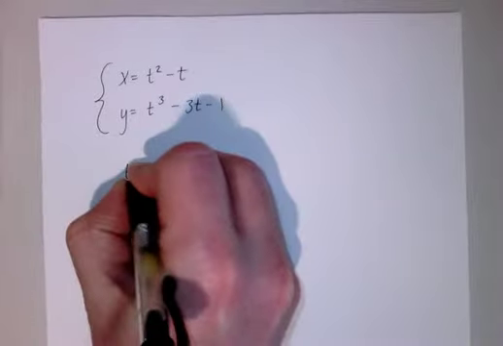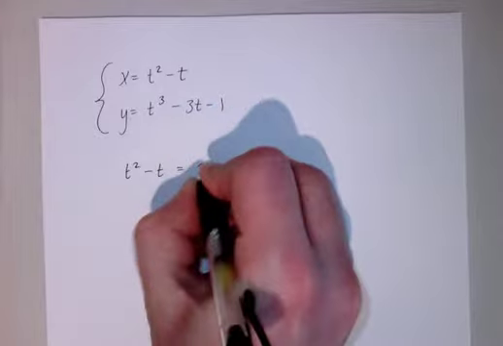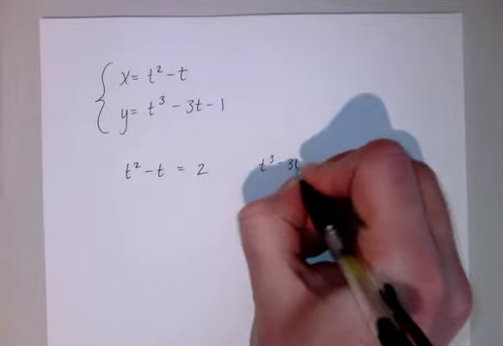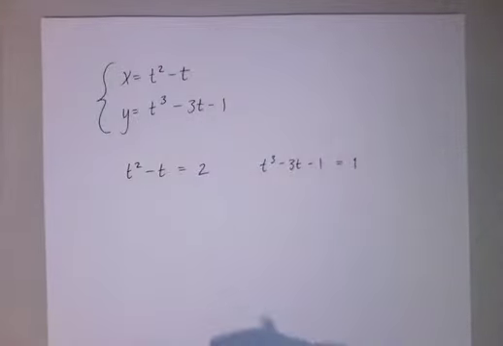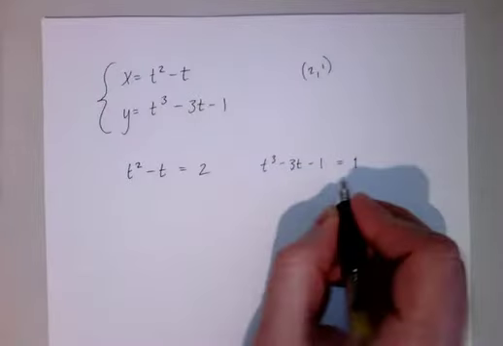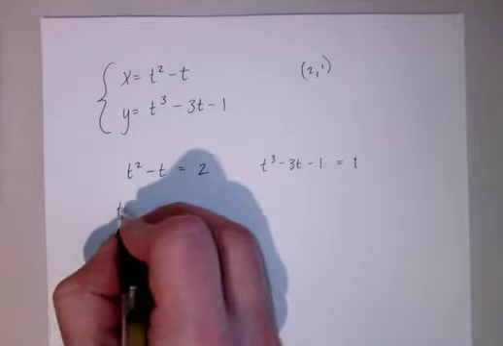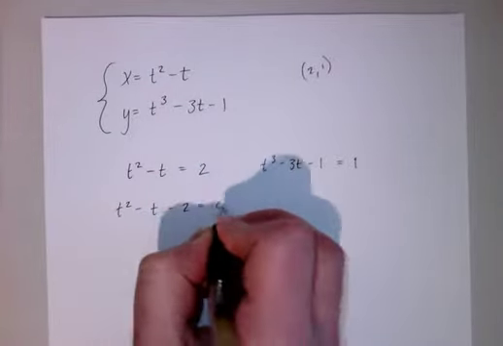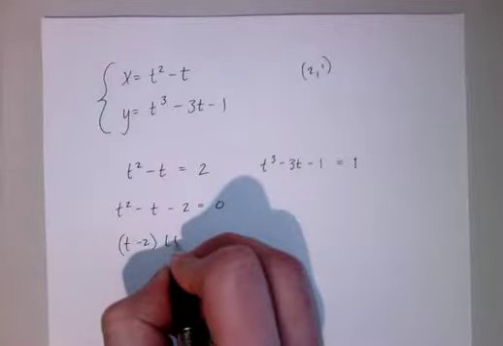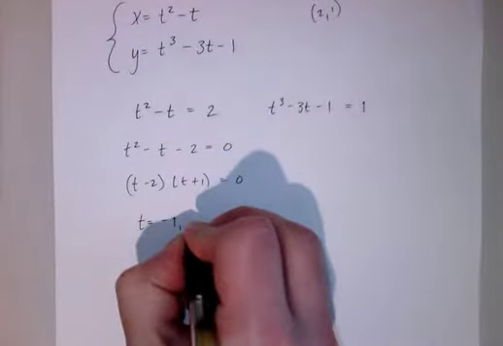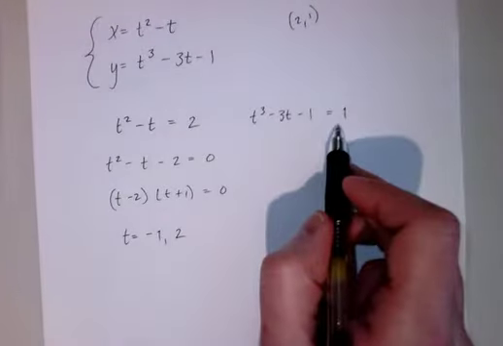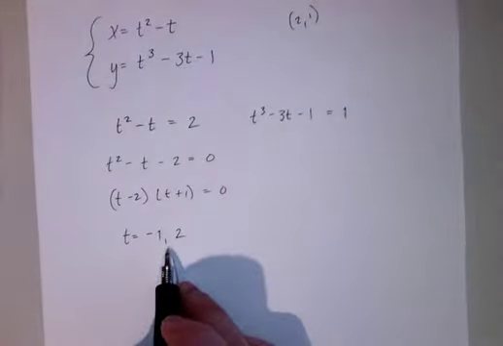So I know if t squared minus t is equal to 2, and t cubed minus 3t minus 1 is equal to 1, right? Because the ordered pair was 2, 1. That's what it looked like on the screen. Now this one is going to be really complicated, but this one's really not. So I have t squared minus t minus 2 is equal to 0. That factors into t minus 2 and t plus 1, and therefore t is equal to negative 1 and 2. It's easy enough to plug this in and see whether that's true for these values.